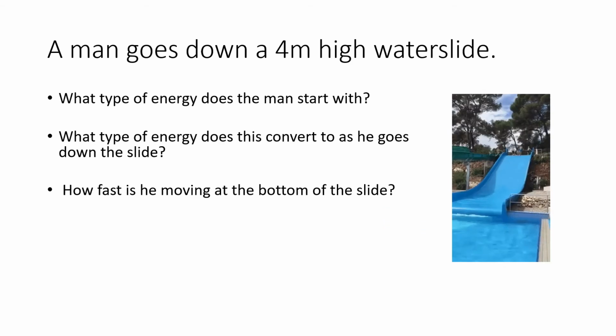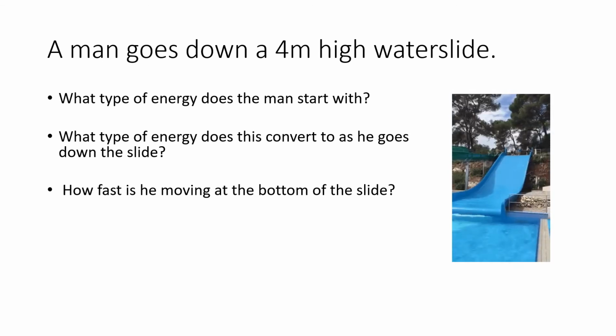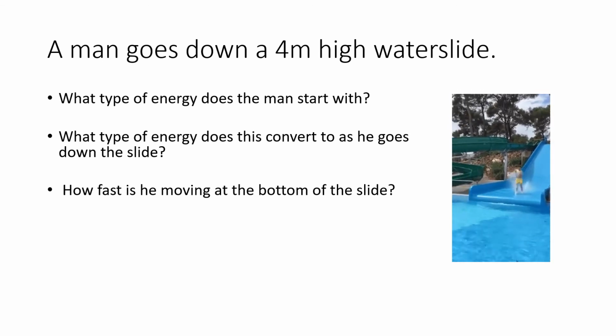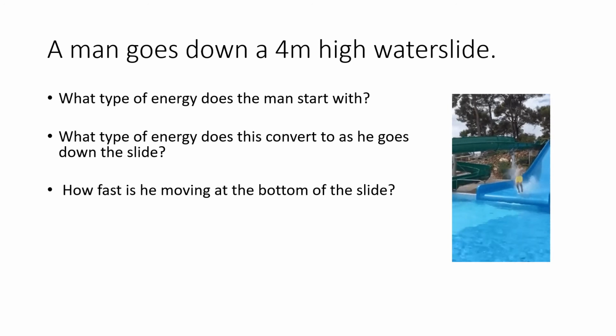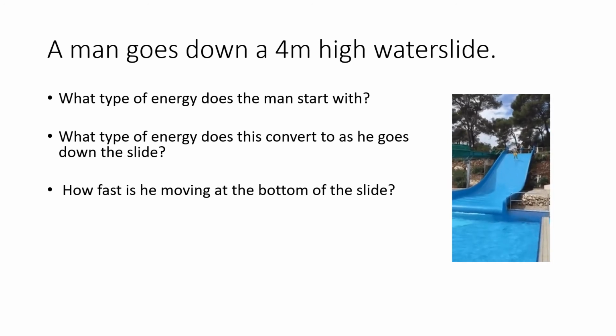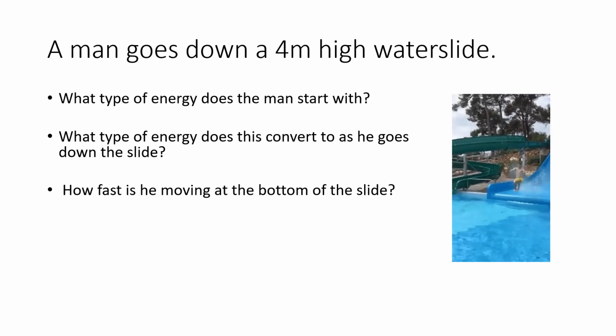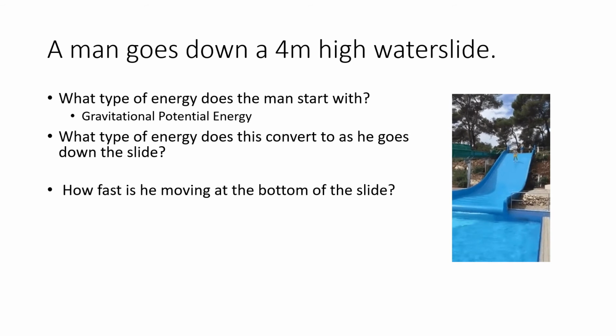Good. This man is going down a water slide. Let's take a look at it first. He's going from a higher point to a lower point. Therefore, he is losing potential energy. That's the type of energy he started with. And as he goes down, he's going faster and faster, which means he's gaining kinetic energy. So we want to find out how fast he's going at the bottom of the slide. So let's write our equations out.